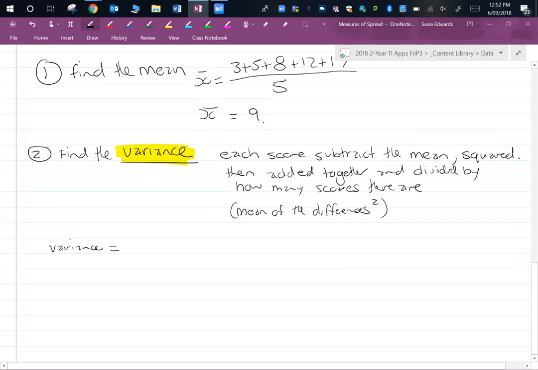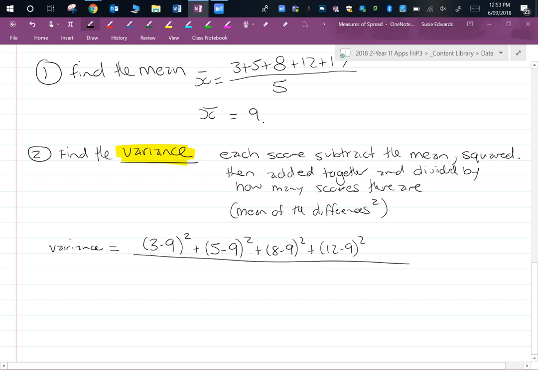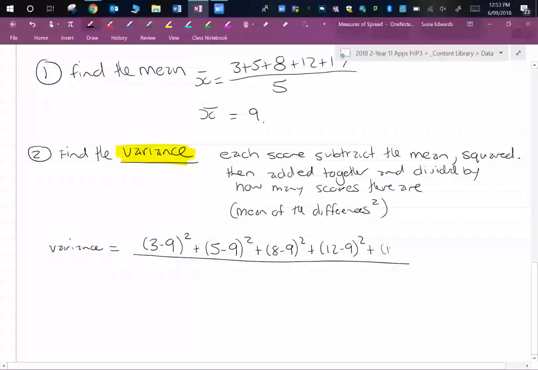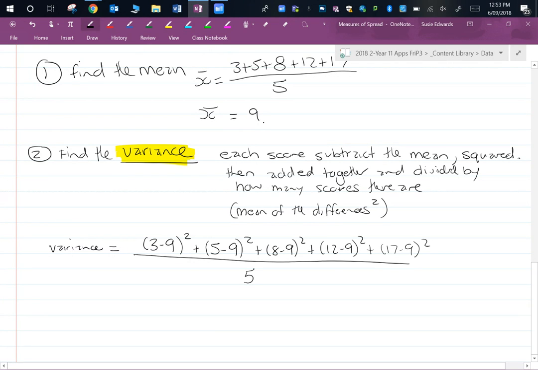Variance equals each score. So the first score was 3 and the mean was 9. So we go 3, take 9, which is -6. But then because it's -6, we're then going to square it and make it 36. Plus the next score is 5, take the mean, squared. Plus the next score is 8, take the mean, squared. Plus 12, take the mean, squared. Plus 17, take the mean, squared, all divided by 5.